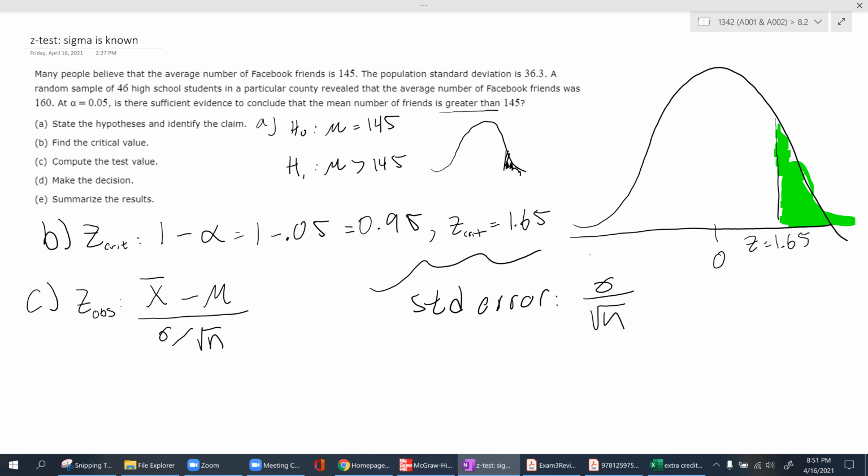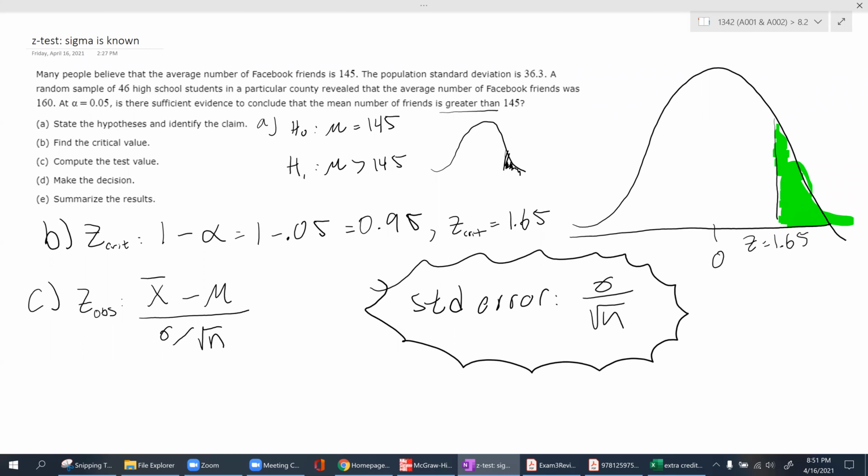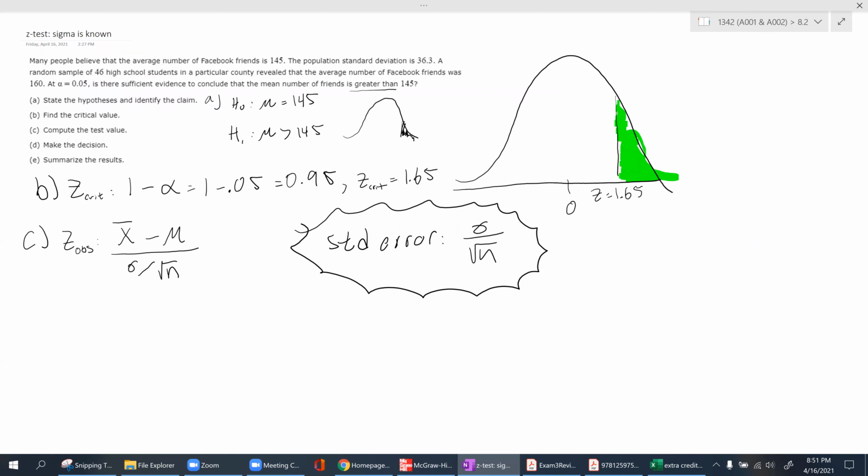So one thing you may want to do is find the standard error first. One thing we probably wanted to do in the beginning is write out the givens. So, let's see here. The average number of Facebook friends, I have that. I have a standard deviation and a sample size.